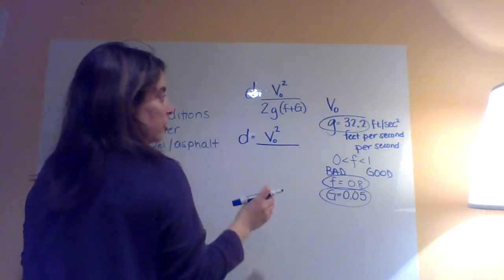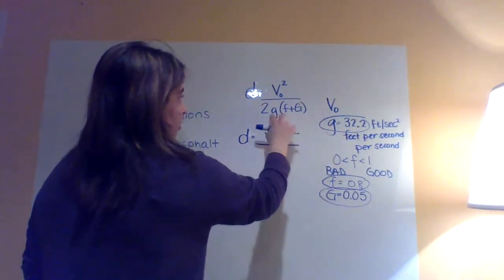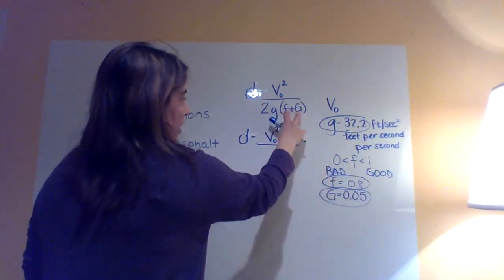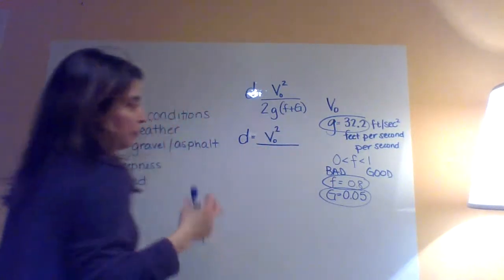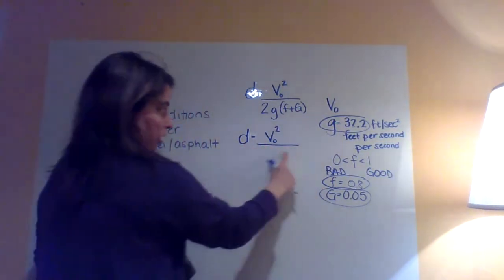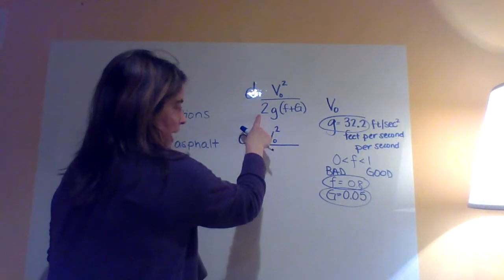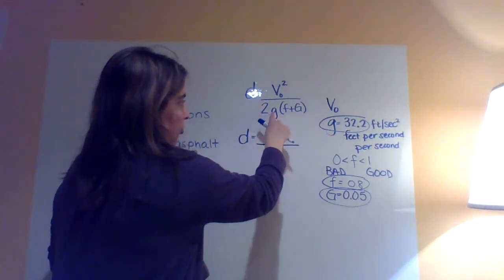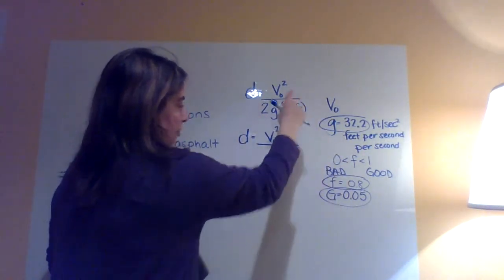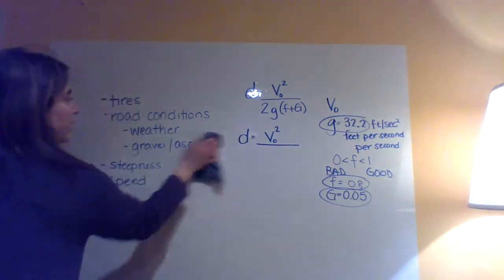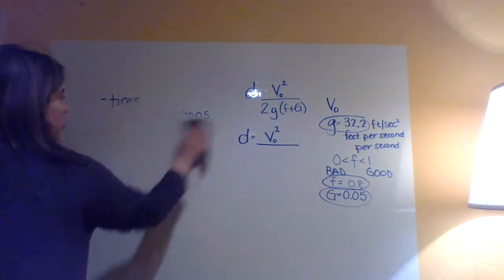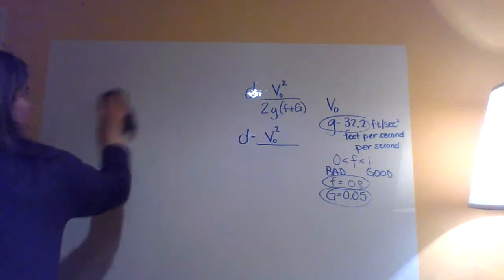So what you're going to do is substitute in each of these numbers where they go here and then simplify it to have one number. So we're going to have one number here. So you're going to have 2 times 32.2 times 0.8 plus 0.05. So go ahead and take a minute to do that. So you're going to substitute in for those and then simplify.